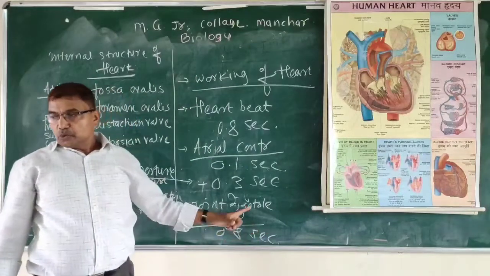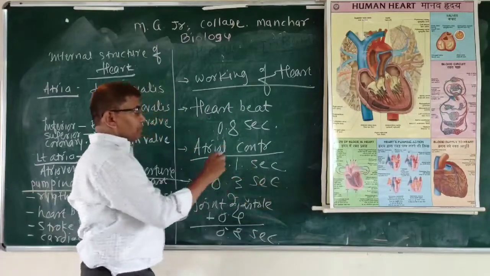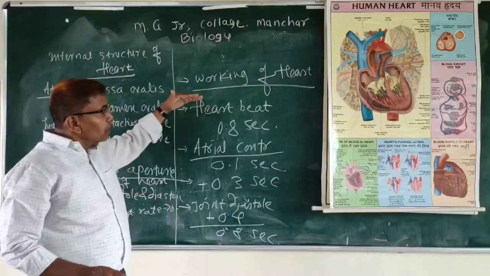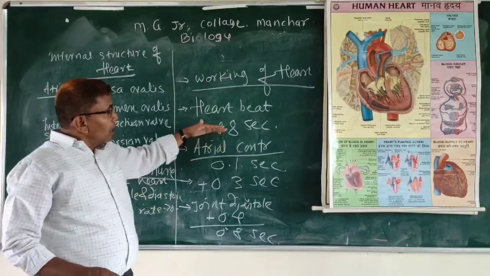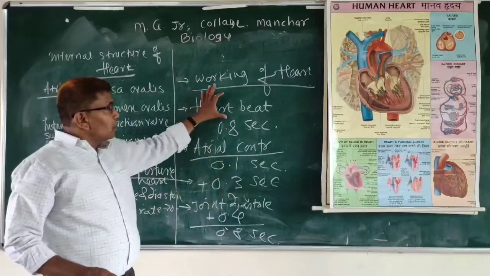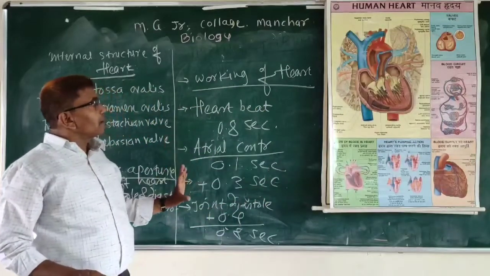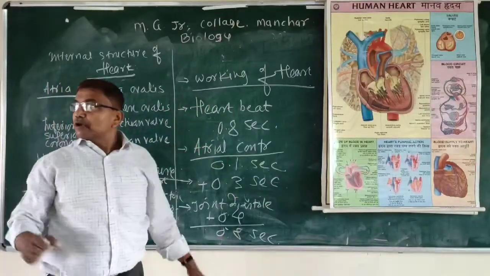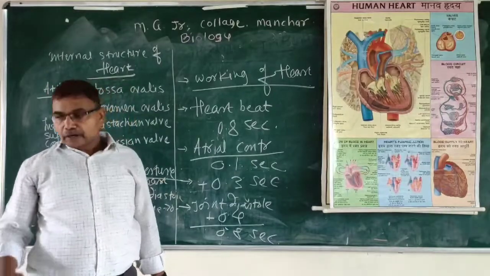We will discuss one by one this cardiac cycle, meaning the events related to contraction and relaxation of the chambers of the heart, and the time required for these events for the completion of the cycle. We will discuss one by one atrial contraction, ventricular contraction and joint diastole. So we will stop here. Thank you.